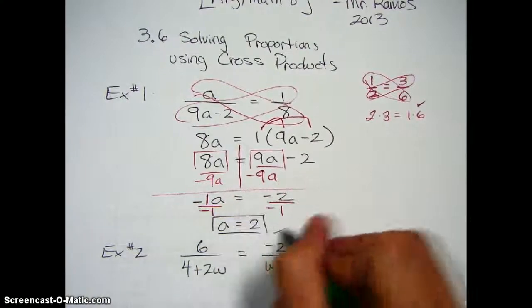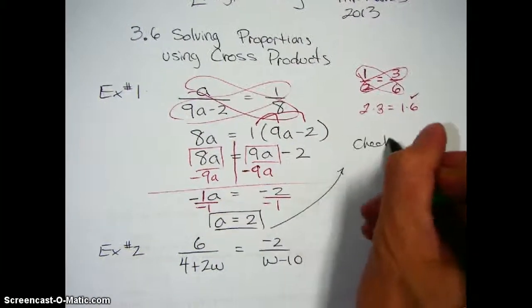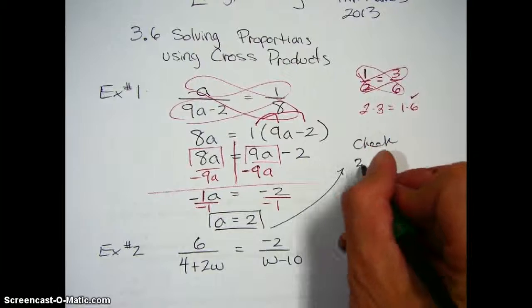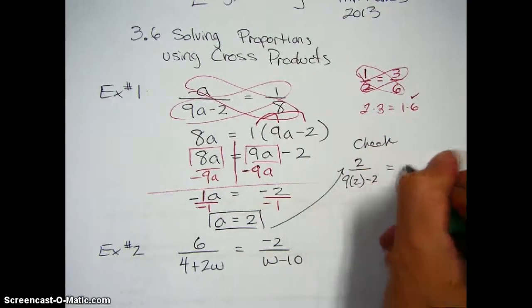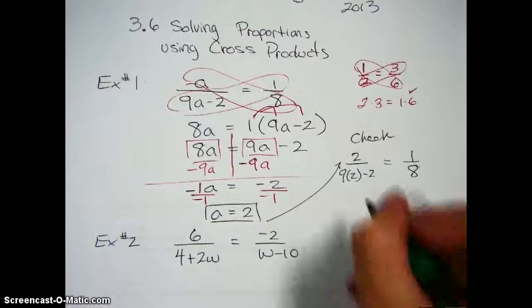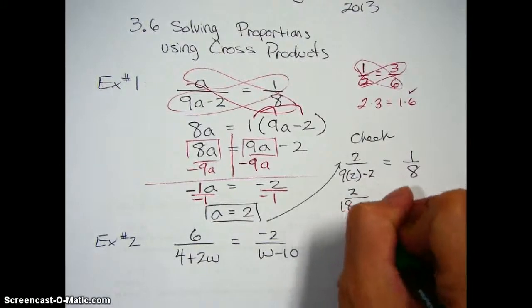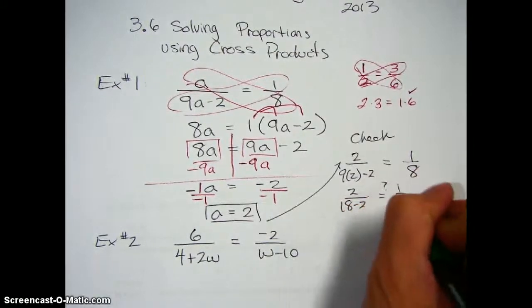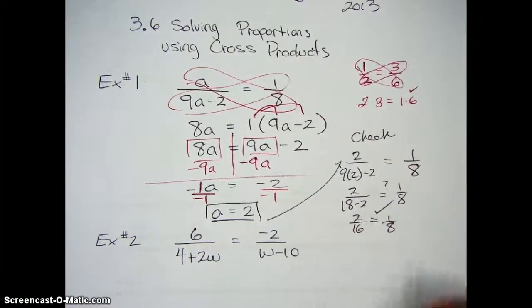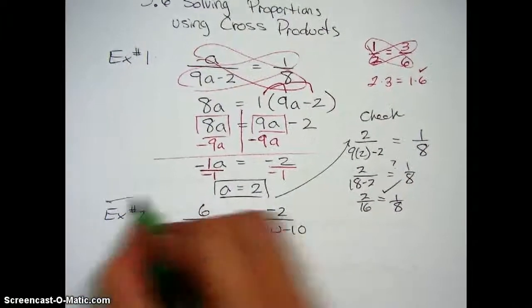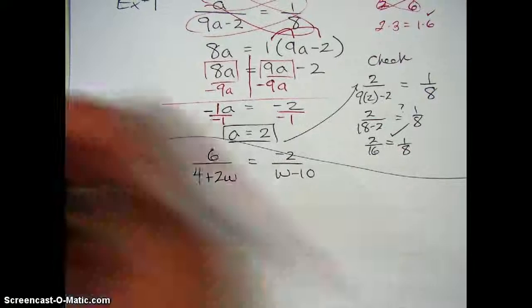Okay? Then you go and check your work by plugging it back in. Will 2 divided by 9 times 2 minus 2 be equivalent to 1/8? So you'd say, well, 2/18 minus 2, will that be equal to 1/8? It's 2/16, and that is equivalent to 1/8. So yes, it does work out. All right, so that was that question. Okay, going on to the next one, the second one.